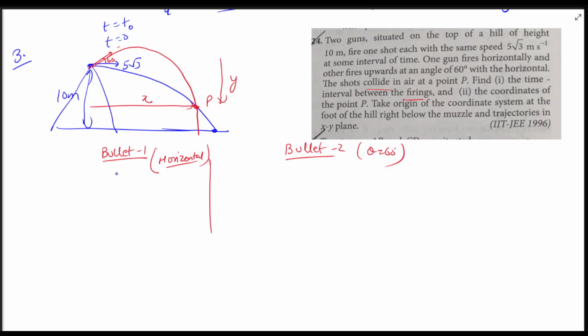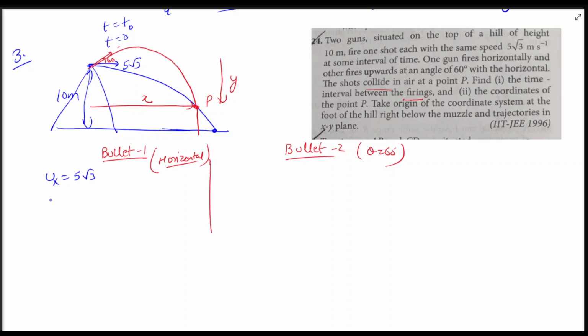Perfect. Let's write the equations for bullet one. Now look, it is covering horizontal distance x. Now there is only this 5 root 3 component here, right? In the horizontal direction. So ux is what? 5 root 3. Let's say it is taking t time to reach here. So it will be what?